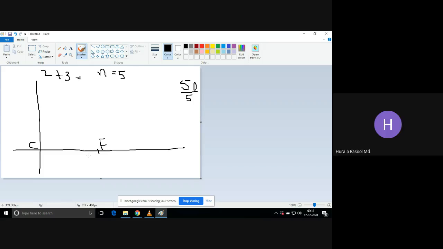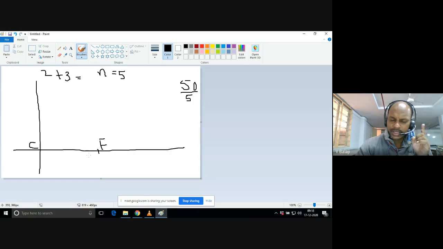Sir, can we also divide by ratio and proportion? No, not accepted. There is a standard in our engineering drawing. We need to follow that standard.